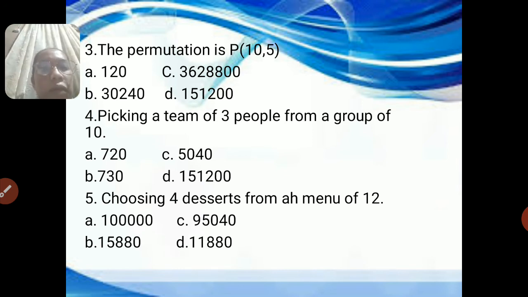A is 100,000, B is 15,880, C is 95,040, D is 11,880.